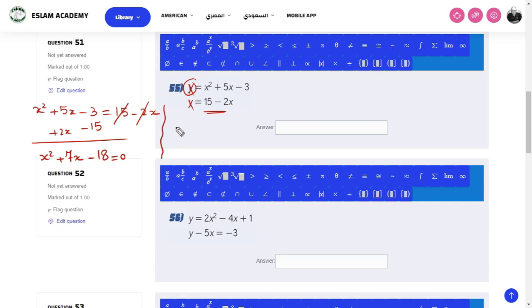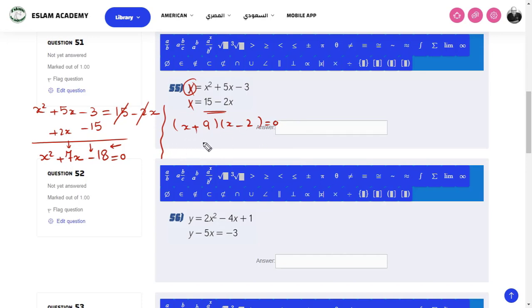Now by factorization, open two brackets, x and x. I need two numbers. If you multiply them, the answer will be 18. If you subtract, the answer will be 7. You will find that we have 9 and 2. The sign of the middle is the sign of the greatest number. Once 18 is negative, it means one of them will be positive and the other will be negative.